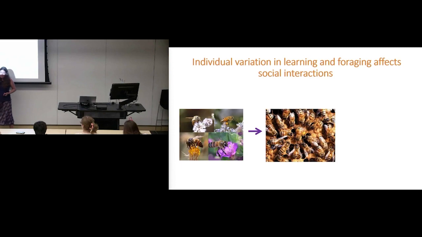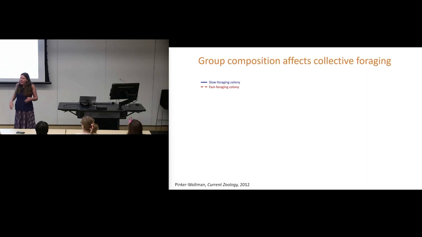What are the consequences of this variation in foraging behavior and in ability to interact? To do that, we went back to a little thought exercise that I wrote about a long time ago. If we see colonies in the field, we'll often see variation in how good they are at foraging.